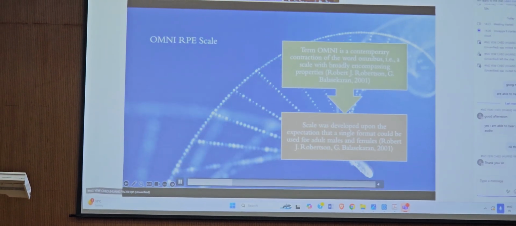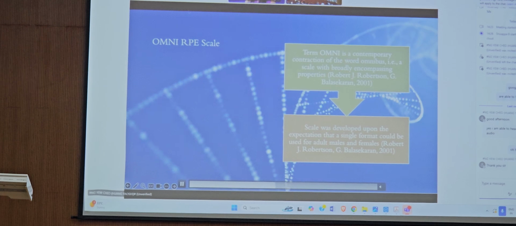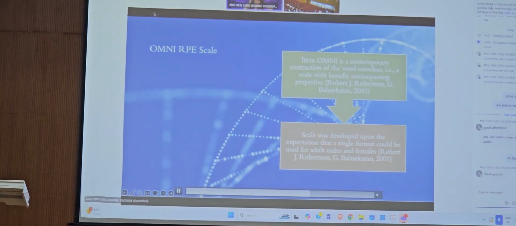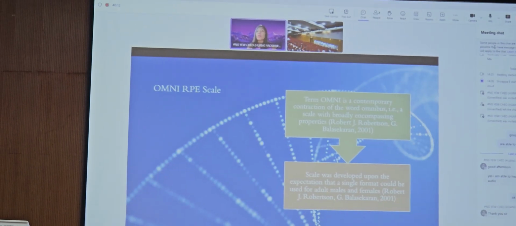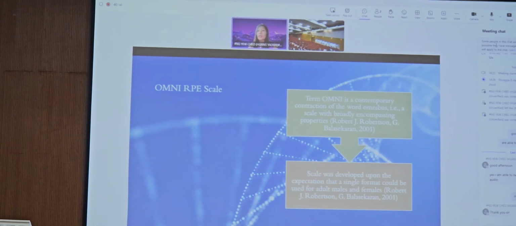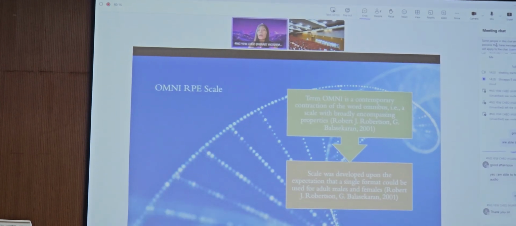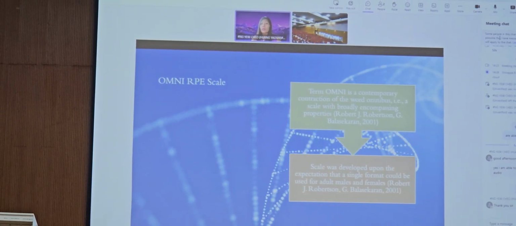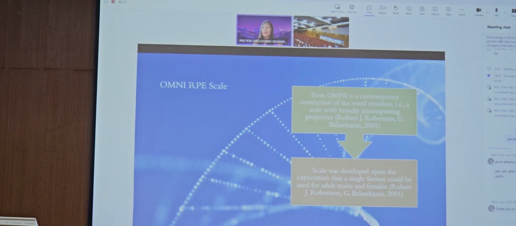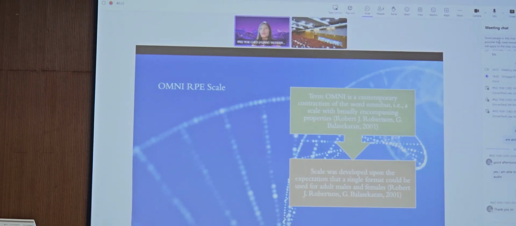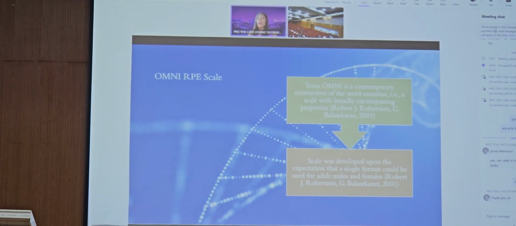The OMNI RPE scale is a contemporary contraction of the word omnibus, which means broadly encompassing all properties. It's a scale that was developed by Robertson and Dr. Bala, upon the expectation that a single format could be used for adult males and females.